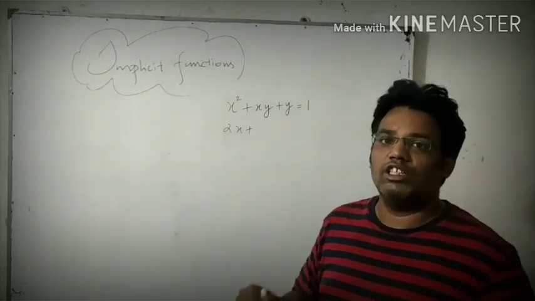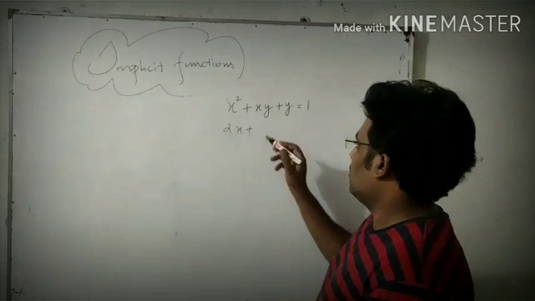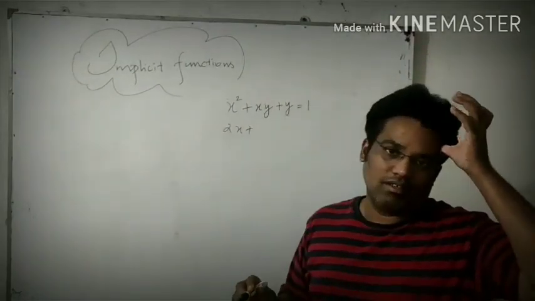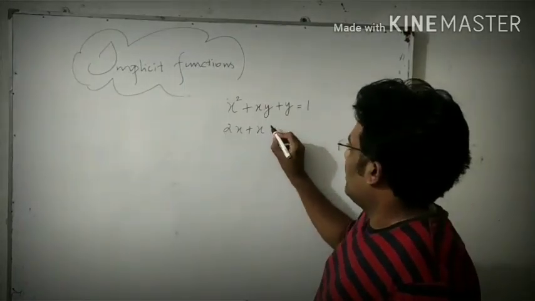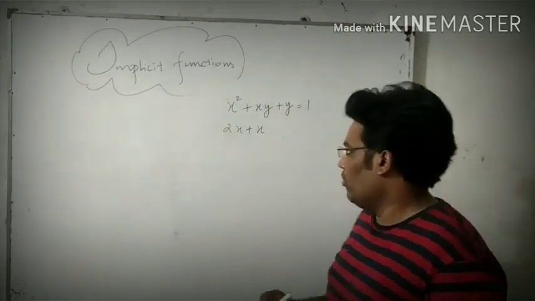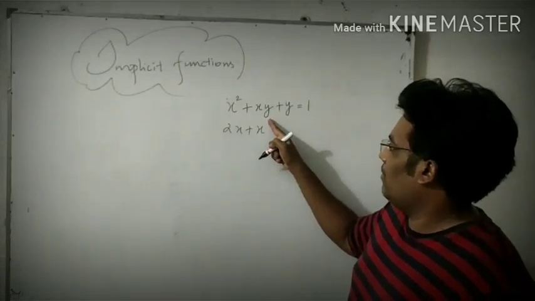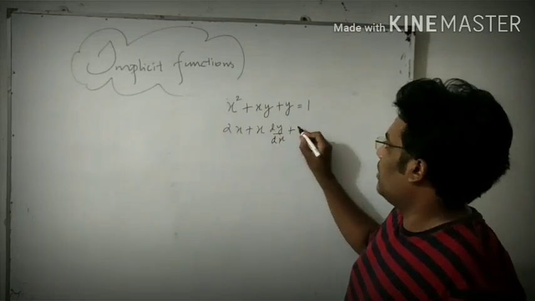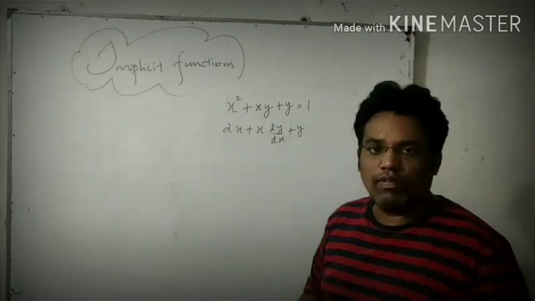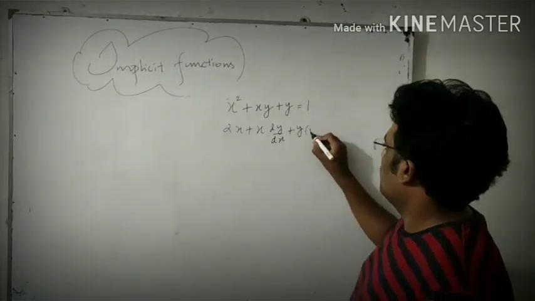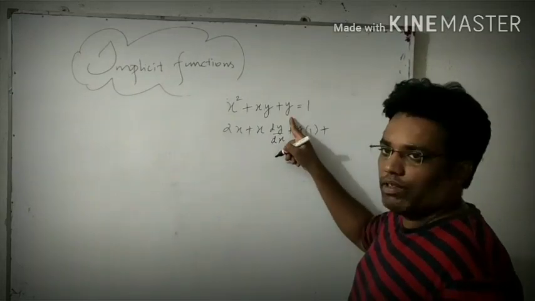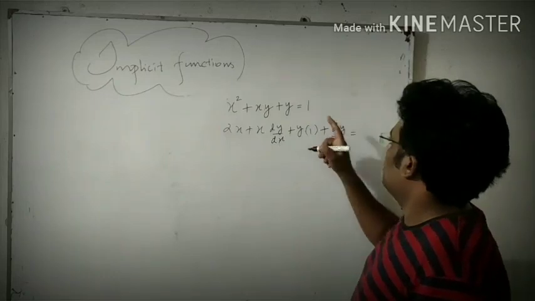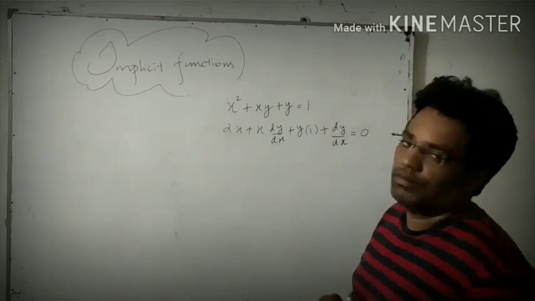Remember, you are differentiating with respect to x. So now you can choose anything. There is no priority here. I'll take this as u and this as v. u into v dash, differentiation of y with respect to x is dy by dx, plus v into u dash. Differentiation of x with respect to x is 1, plus differentiation of y with respect to x is dy by dx, equals to differentiation of a constant, which is 0.